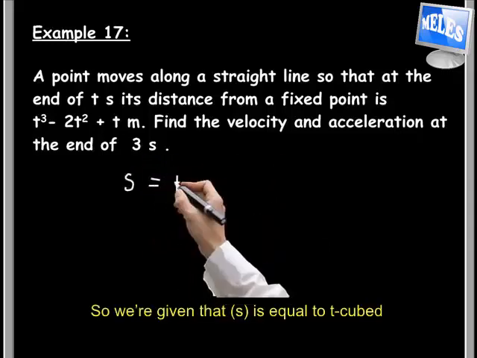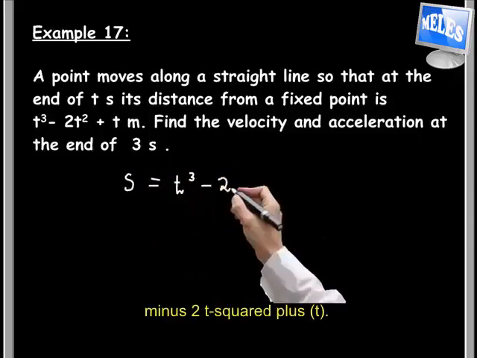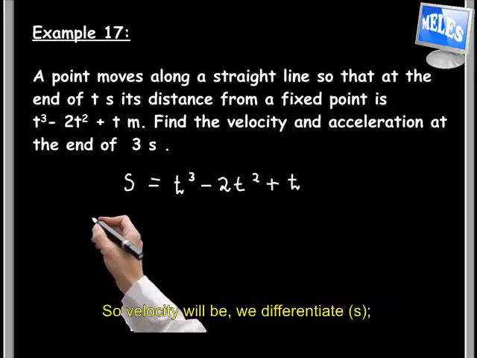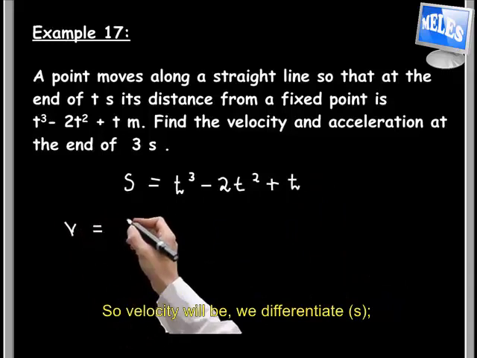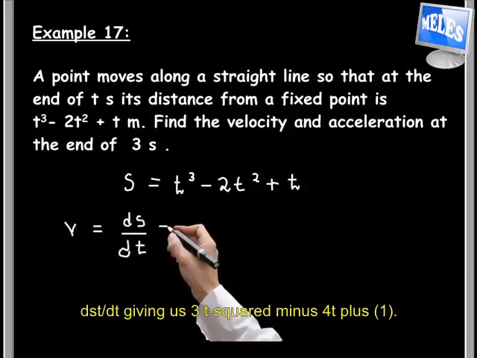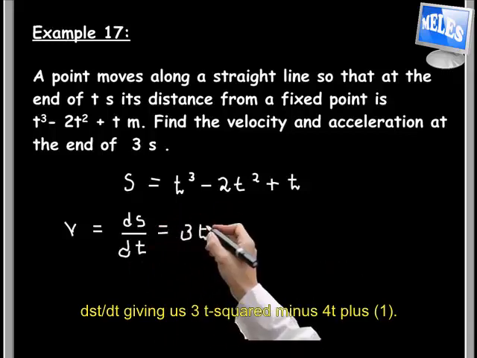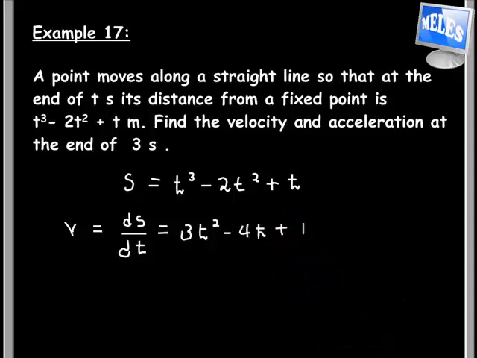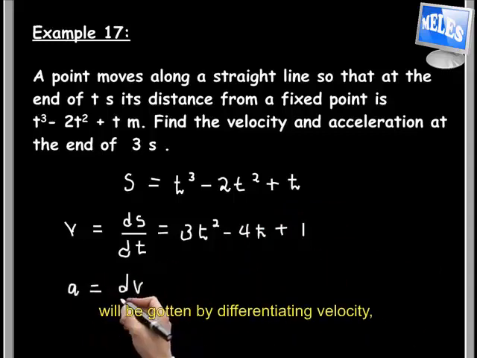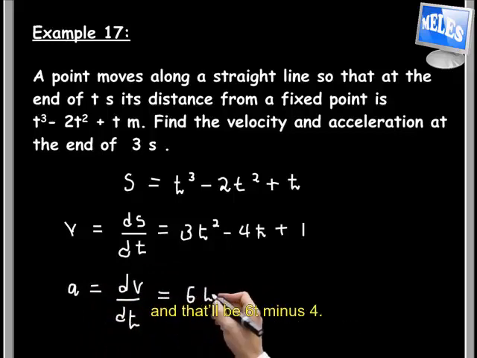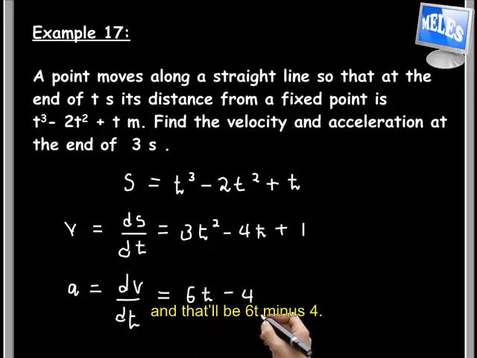So we are given that s is equal to t cubed minus 2t squared plus t. So velocity will be, we differentiate s with respect to t, giving us 3t squared minus 4t plus 1. And acceleration will be gotten by differentiating velocity, and that will be 6t minus 4.